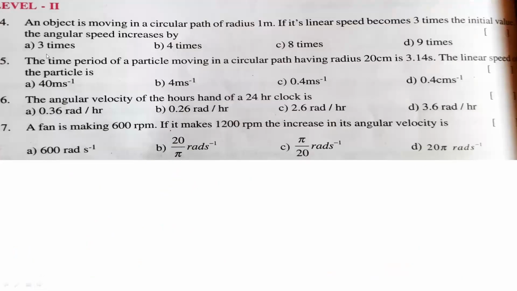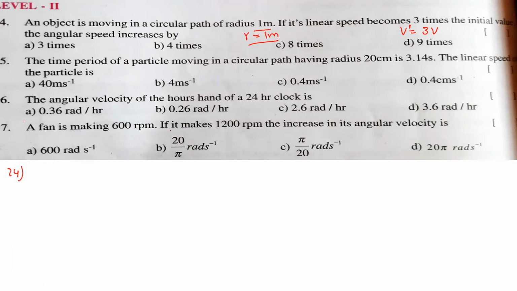Let us see some more problems, of a little higher level of difficulty. Here, question number 14. Given that an object is moving in a circular path of radius 1 meter, if its linear speed becomes 3 times the initial speed, so v prime is equal to 3 times the initial speed, then in what ratio will the angular speed increase? You are going to calculate this, children. So using this data, let us take this problem.